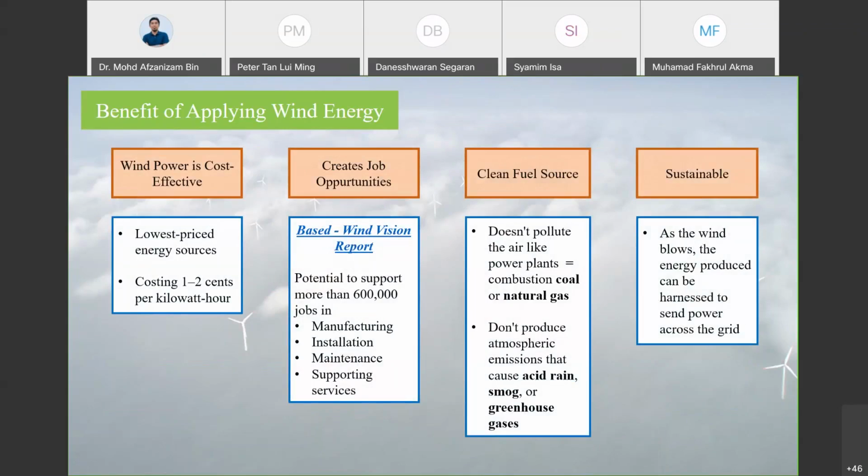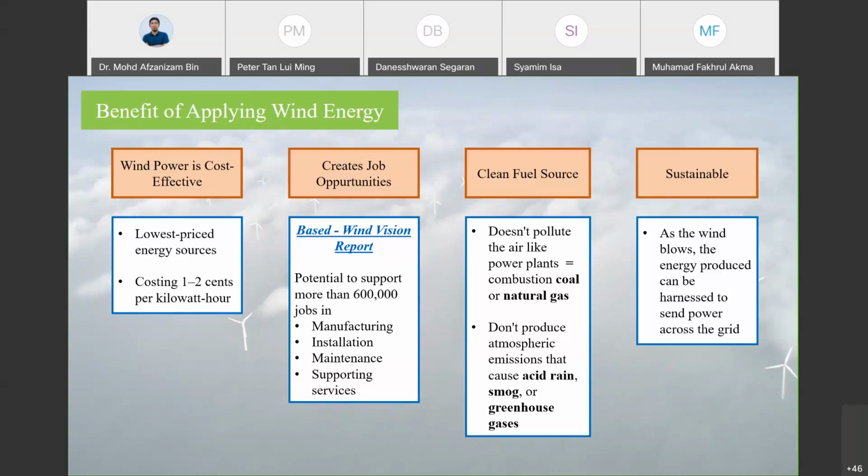For my part, it is the benefits of applying wind energy. I will show you four benefits of applying wind energy. Actually, there are more, but I show four benefits that are close to us. First, wind power is cost effective. It has the lowest priced energy source, costing about 1 to 2 cents per kilowatt hour. It doesn't matter whether the cost is 1 or 2 cents, because the price is still the lowest.